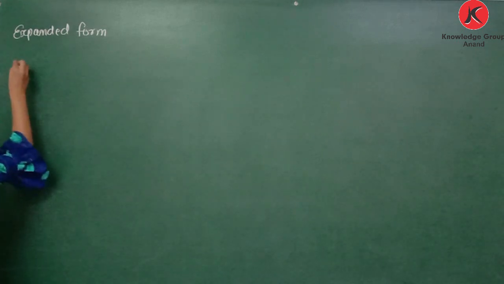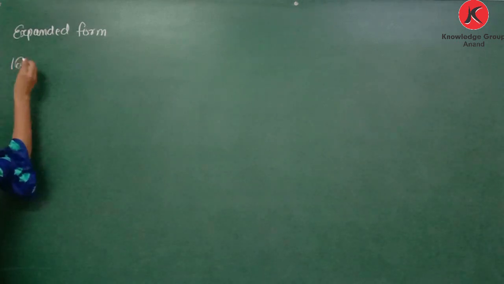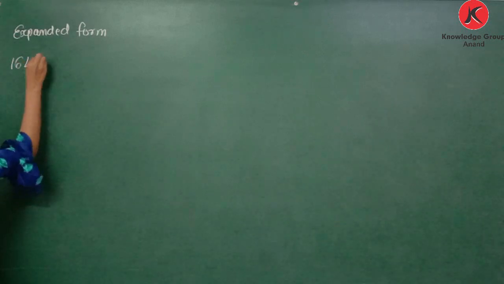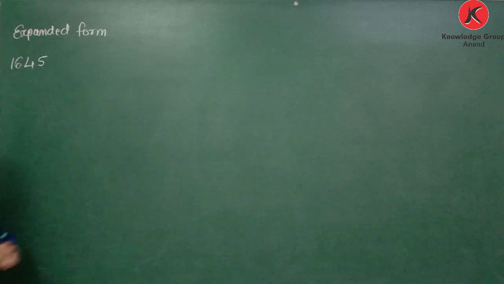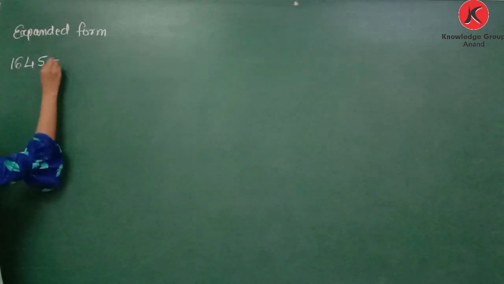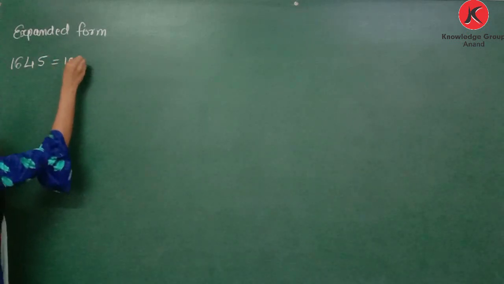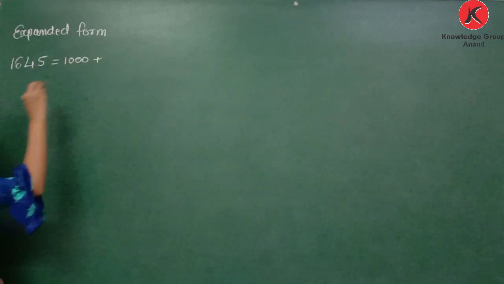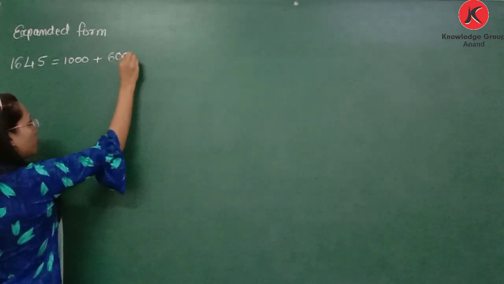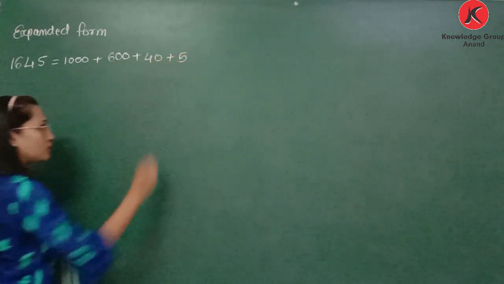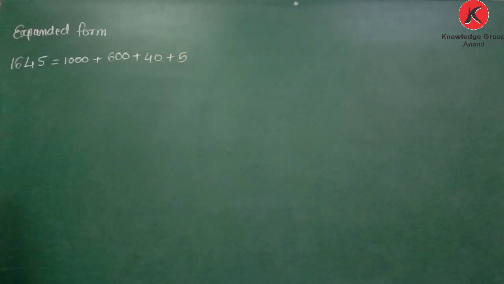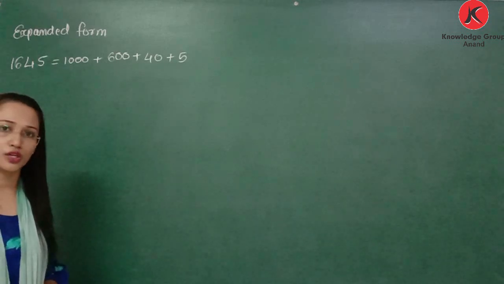So if we take a simple natural number, for example, 1645. So how can we write the expanded form for this? It means write the place value of each digit. So here the place value of 1 is 1000, place value of 6 is 600, place value of 4 is 40, place value of 5 is 5. So this is the expanded form we learned in a previous standard for a natural number.